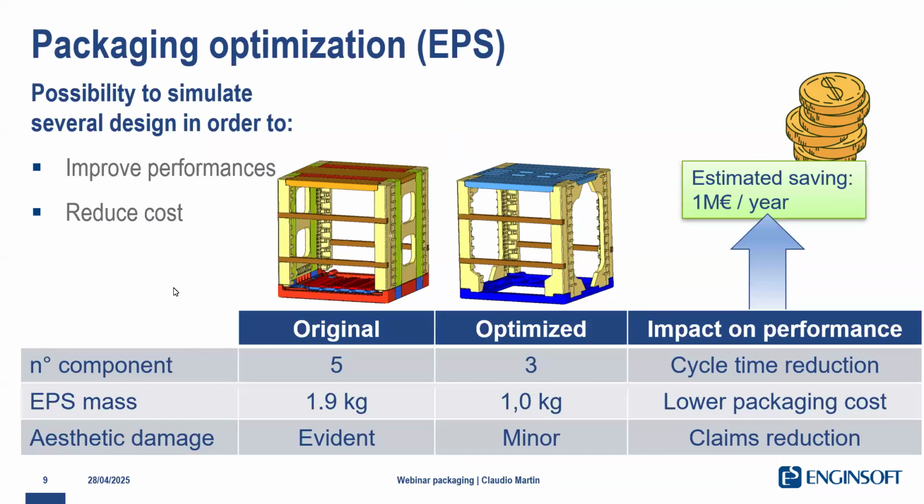These are the results of the optimization. Numerous designs were virtually tested to find the best compromise between cost and performance. As you can see from the table, optimization resulted in a reduction in aesthetic damage, a reduction in the number of parts, and a reduction in the mass of the EPS. Taking into account the reduction in warranty cost and the saving in material and cycle time, the saving amounts to more than €1 million per year.